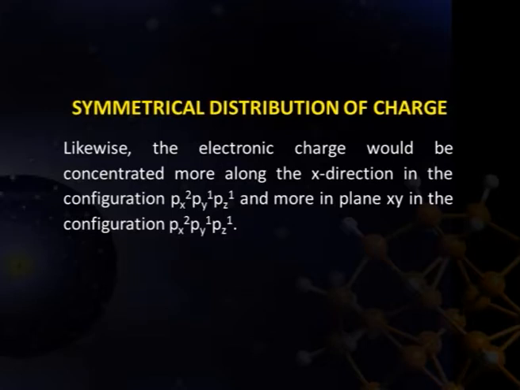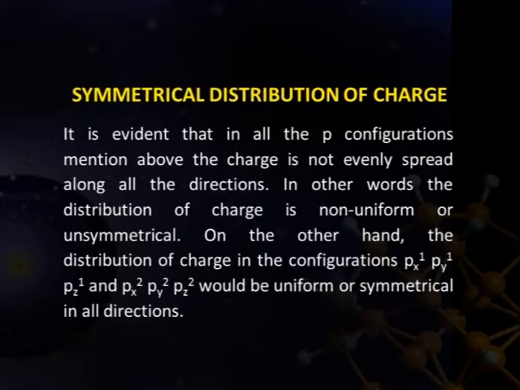Likewise, the electronic charge would be concentrated more along the x direction in the configuration px2, and more in the xy plane in the configuration px2, py1. It is evident that in all the p configurations mentioned above, the charge is not evenly spread along all the directions. In other words, the distribution of charge is non-uniform or unsymmetrical. On the other hand, the distribution of charge in the configurations px1, py1, pz1 and px2, py2, pz2 would be uniform or symmetrical in all directions.